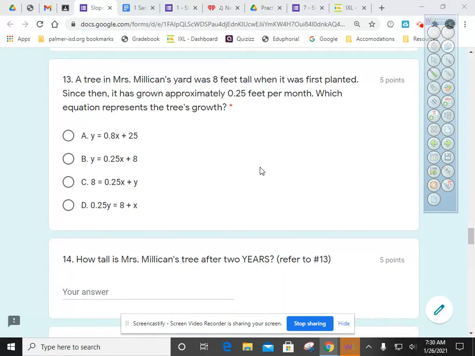Number 13, a tree in Miss Milliken's yard was 8 feet tall when it was first planted. Since then, it has grown approximately 0.25 feet per month. Which equation represents the tree's growth? A, y equals 0.8x plus 25. B, y equals 0.25x plus 8. C, 8 equals 0.25x plus y. D, 0.25y equals 8 plus x. Number 14, how tall is Miss Milliken's tree after 2 years? Refer to number 13. So you're going to use this equation.